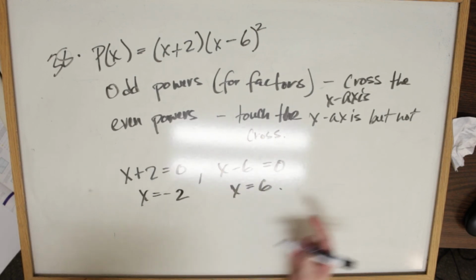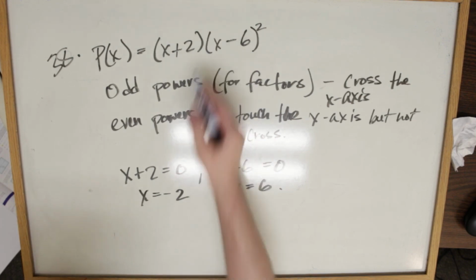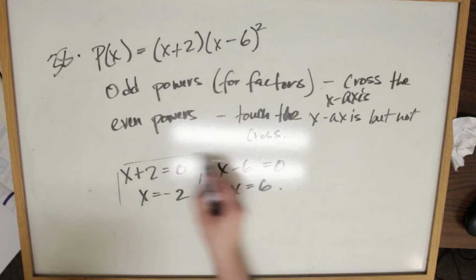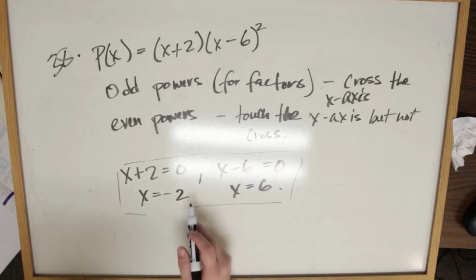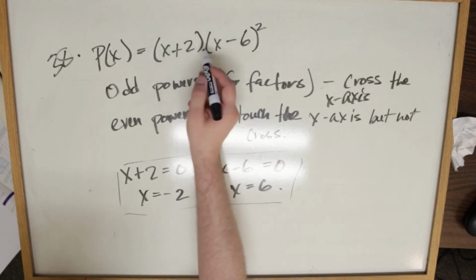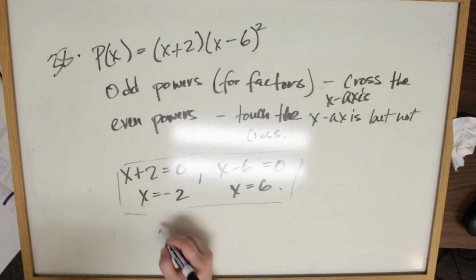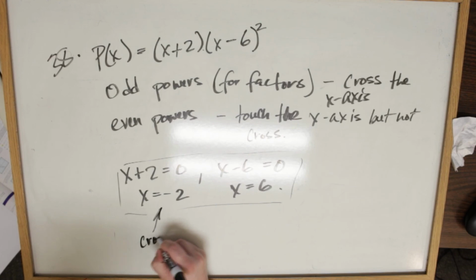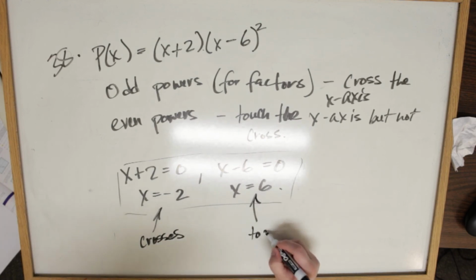So what happens at each of these specific points with regards to whether it crosses or just touches and does not cross? That's where these powers come in. After you find the critical points, or the critical values, you're going to look at the exponent that was attached to that factor, and if it's odd, then you know that that is where it crosses the x-axis. So here is where it crosses, and here is where it touches but does not cross.